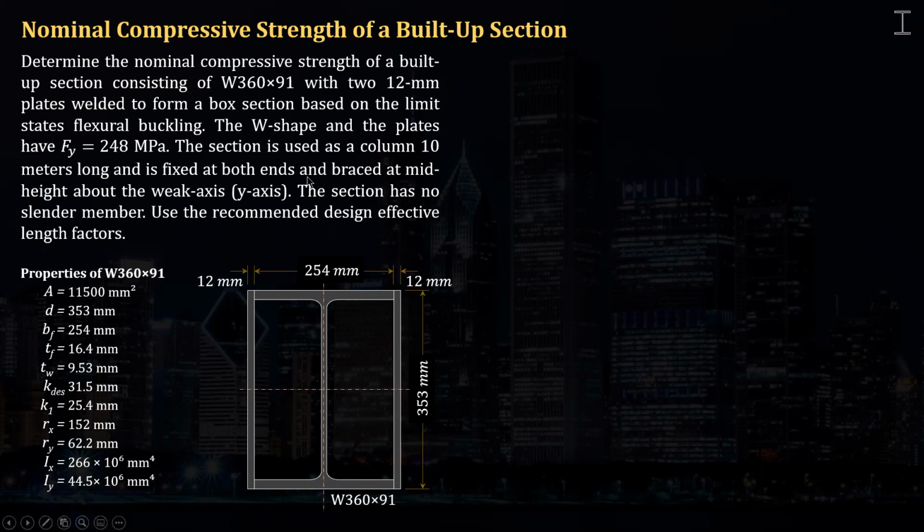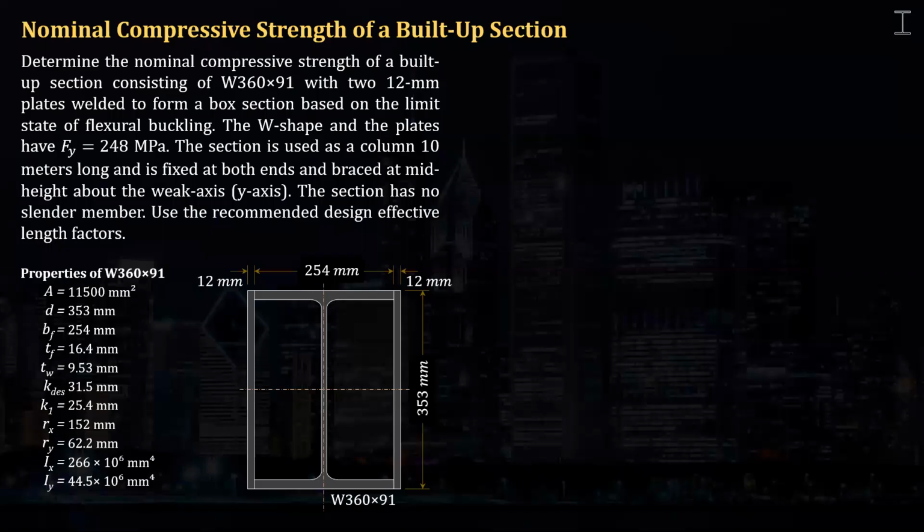And these are the properties of the W shape. The length of the plate is the same as the depth of the W shape. Let's discuss this in detail. It says that the section has no slender member, and that means we don't have to investigate if the width to thickness ratio of the members exceeds the limiting width to thickness ratio.